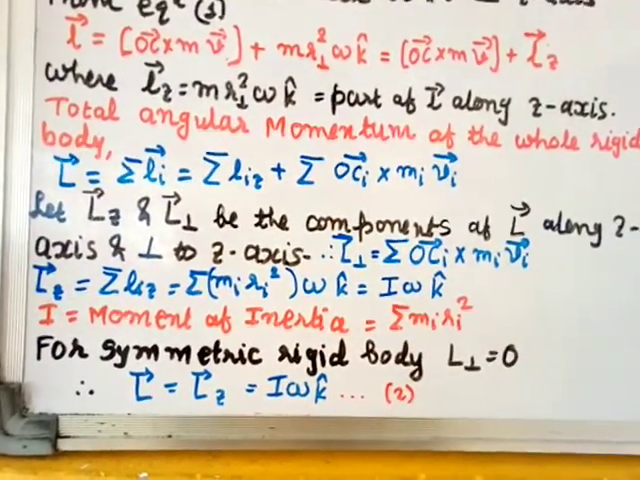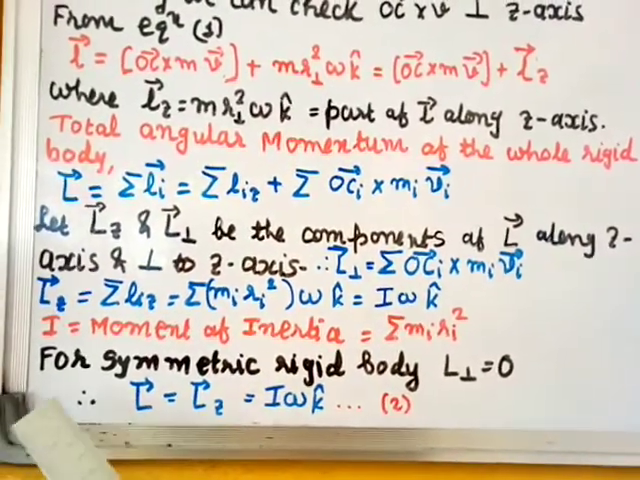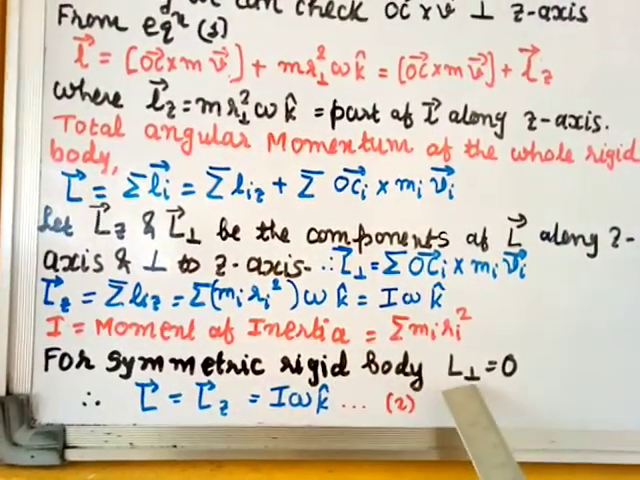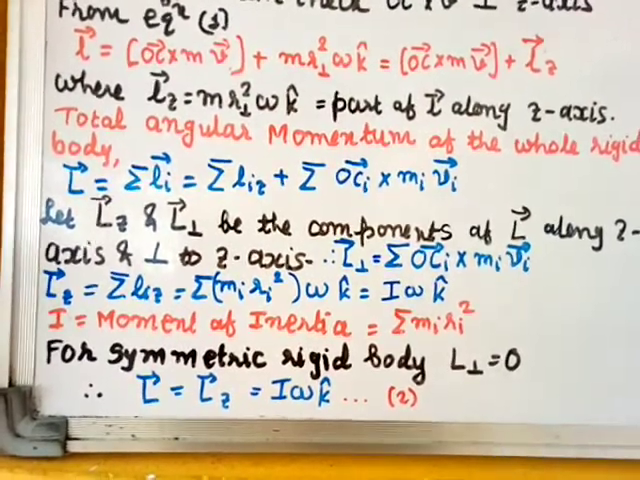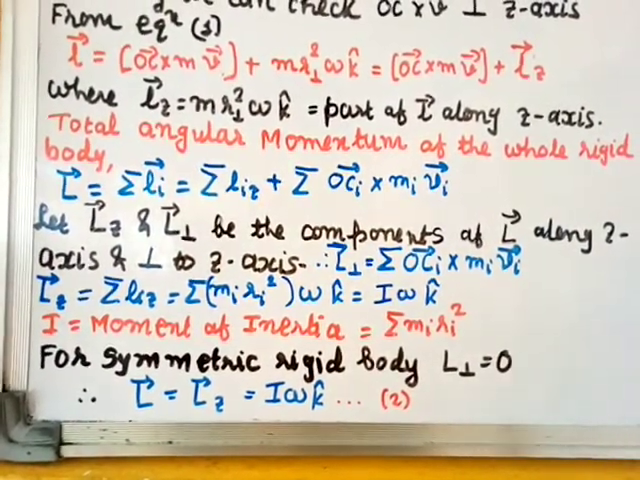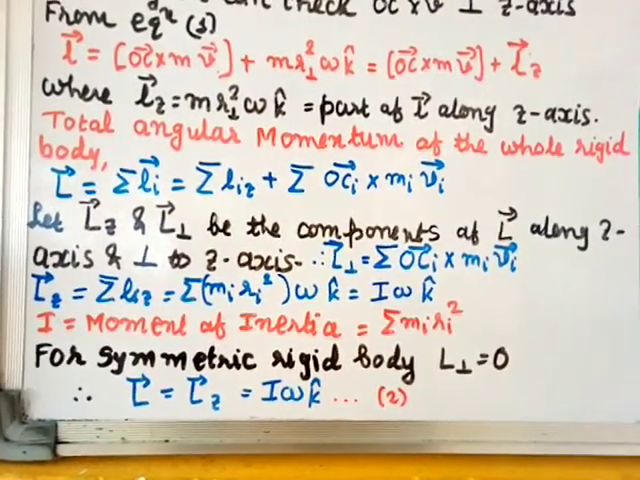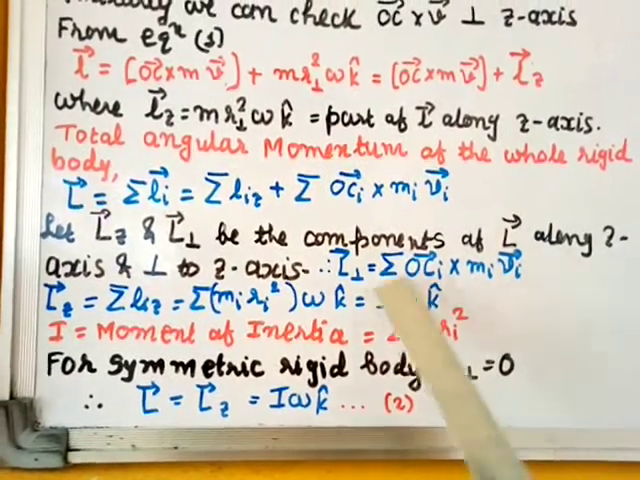Okay, we have done this moment of inertia. So this value is the moment of inertia. For a symmetric rigid body, L perpendicular is 0. If you are taking a body which is symmetric, then L perpendicular, that is the perpendicular component of the vector L, will be 0. So that means this value will be 0, right?